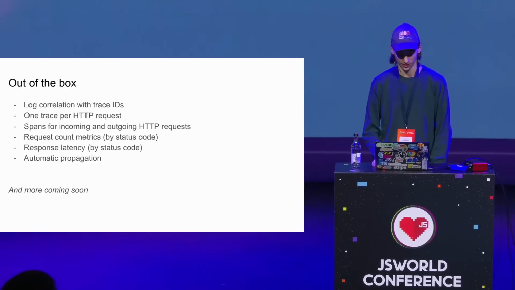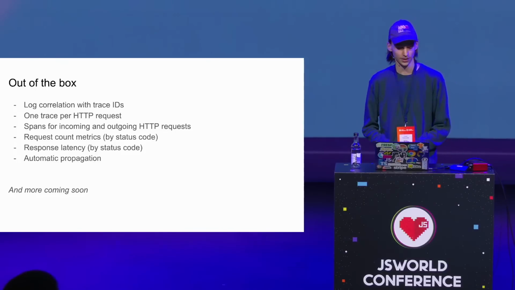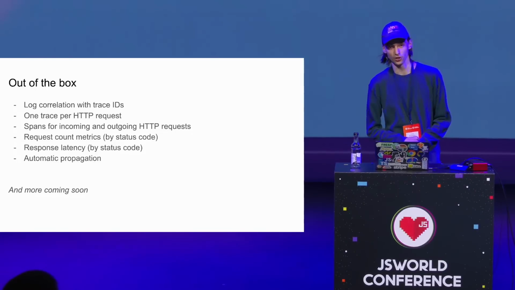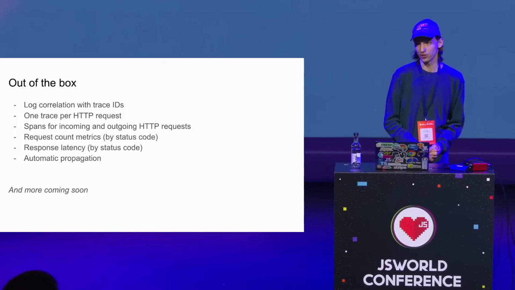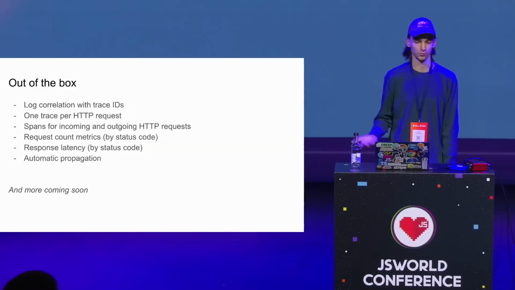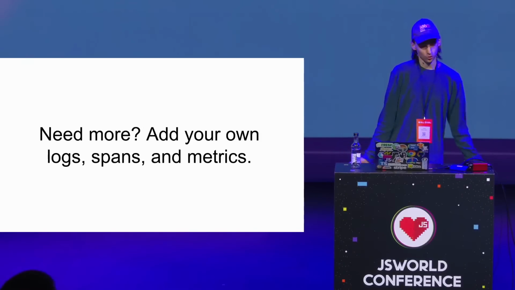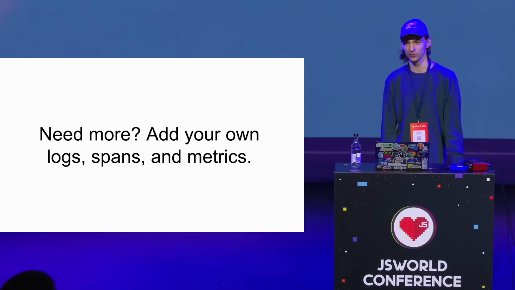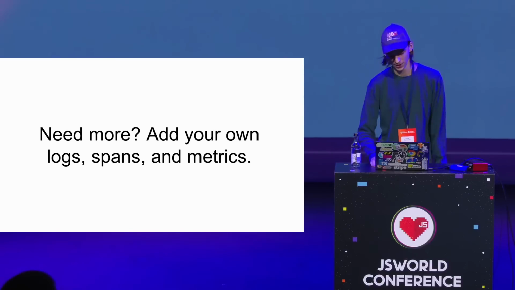As you saw, there's not really much setup. Out of the box, you'll get the log correlation, so the console logs with the trace ID. You'll get traces for incoming HTTP requests and outgoing HTTP requests. You're going to get metrics for request count and request latency. You're going to get this automatic propagation across services. And there's a lot more stuff coming soon. We just shipped this in 2.2, which was about a month ago. And if you need more, you can really easily add your own log spans and metrics to your application. You just import @opentelemetry/api from NPM and create your own metrics. Count them, whatever you want.